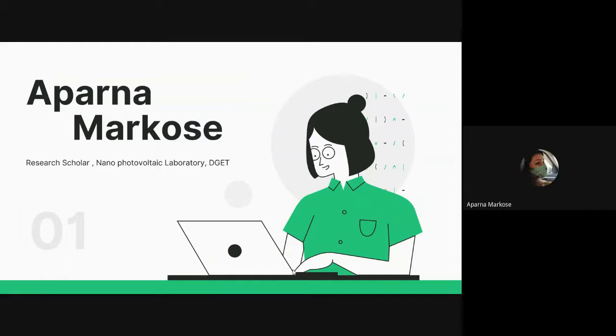I am Aparna Marcos. I am a second year research scholar in the Nano Photovoltaic Laboratory, Department of Green Energy Technology. I joined just before Corona, so many experimental works are pending. So I will just go through the overall process of what I am doing, where I am now. So you may find it very easy to understand.